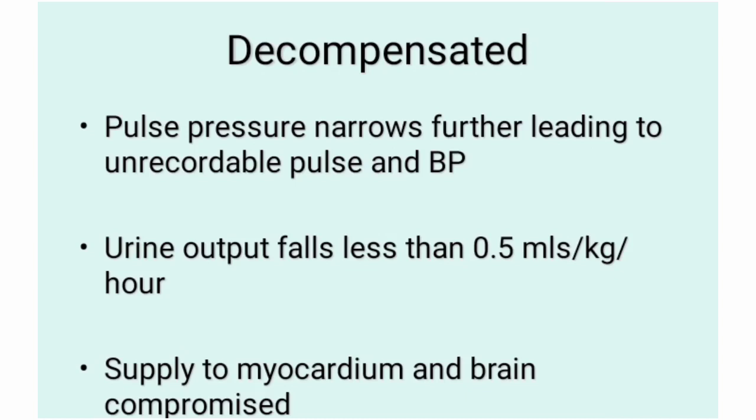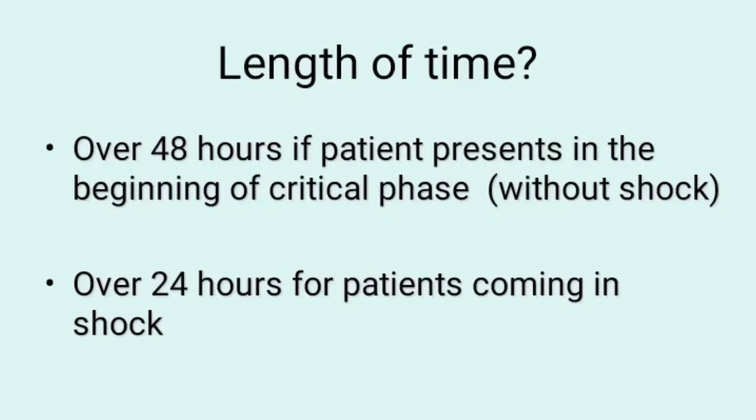So in compensated shock, the body, although it compensates in the form of tachycardia and narrowing of pulse pressure, is able to keep up its urine output. But here the urine output is less than 0.5 ml per kg per hour, and also the supply to the myocardium and brain gets compromised. Now, the plasma leak during the critical phase is the hallmark of dengue hemorrhagic fever or dengue leak fever.